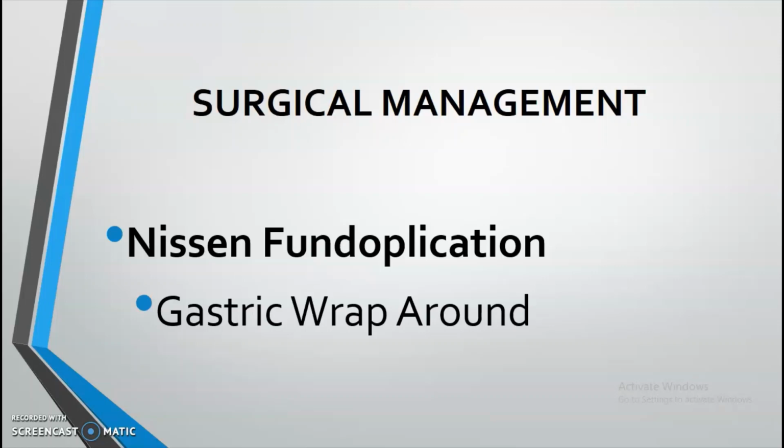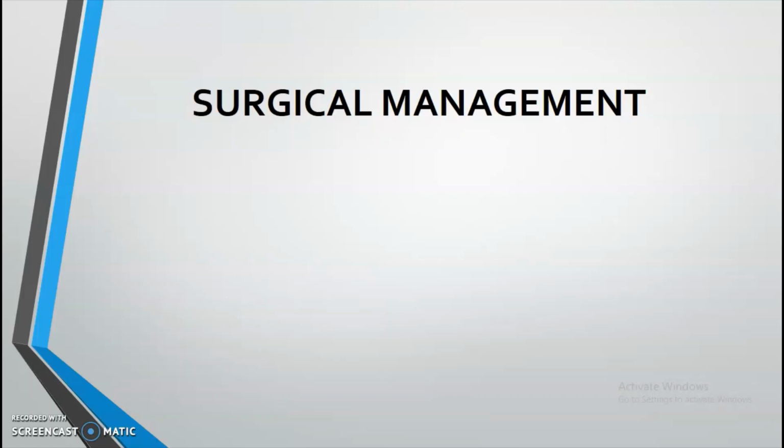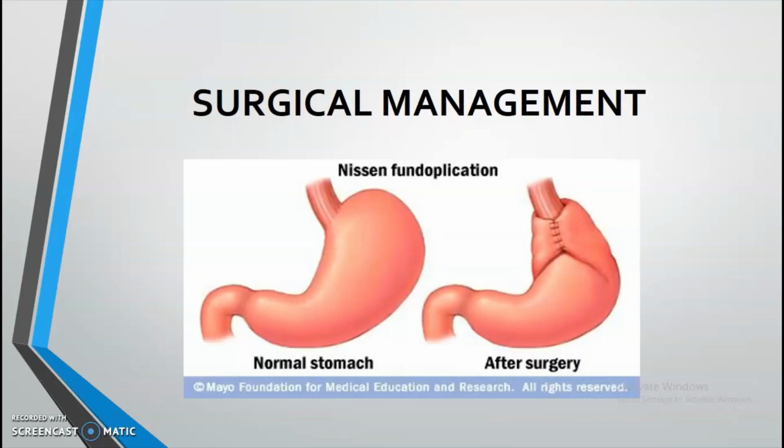So if you try to research online, I've taken this picture from online. This is what the Nissen fundoplication looks like. So this is the normal stomach. As you can see, the normal stomach. That is the esophagus there. This is the lower esophageal junction where the lower esophageal sphincter is located.